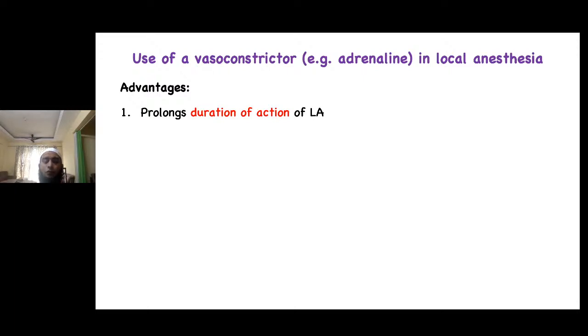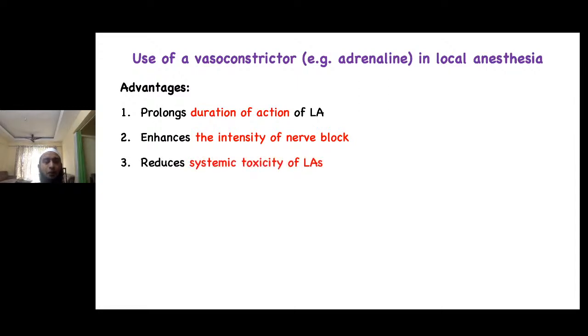Okay, and due to the reduced blood supply at the site of action, it reduces the washout; it will not allow the blood to wash out the local anesthetic. As a result, it will prolong the duration of action of the local anesthetic. Second, it enhances the intensity of nerve block, because more local anesthetic is present at the site of action, so it will enhance the intensity of nerve block.